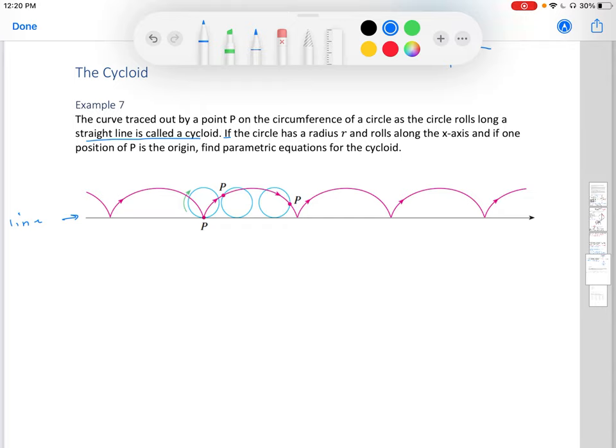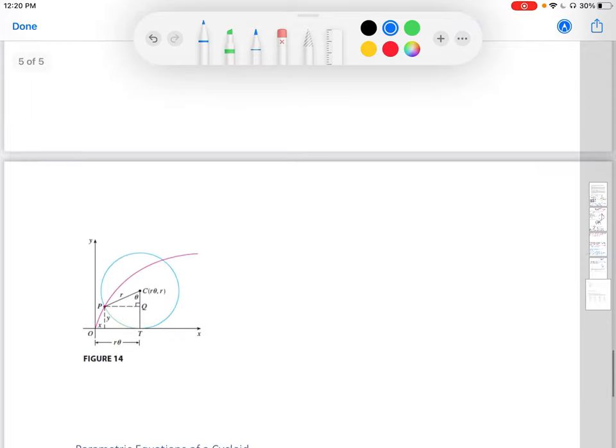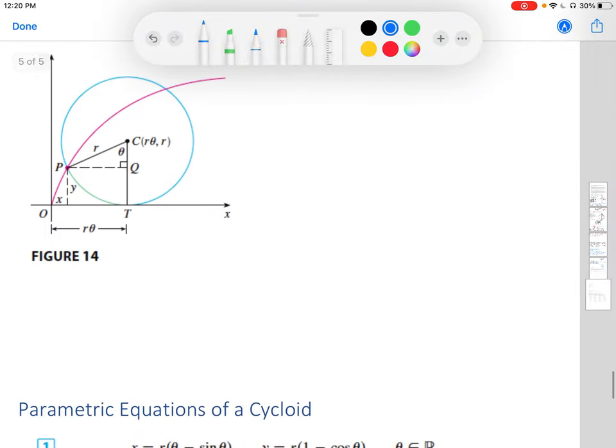Continuing on, if a circle has a radius r and rolls along the x-axis, and if one position of P is the origin, find parametric equations for the cycloid. Again, this is a discovery moment. It's very tricky. We're pretty much doing a proof to get to an answer. Okay, we're going to need the next image to help us work along this discovery.